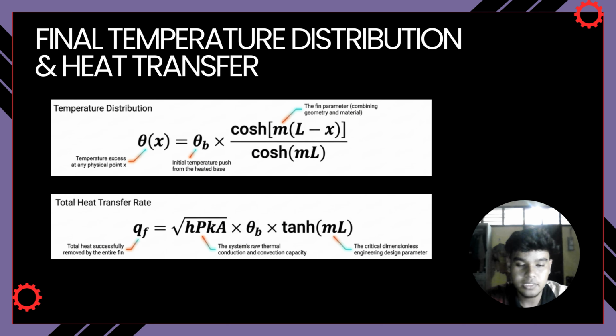For my part, I'm going to explain the final temperature distribution and heat transfer. For the temperature distribution formula, theta x equals theta b times cosh of m times L minus x, over cosh ml. For the total heat transfer rate formula, we use Q_f equals square root of h P k A, times theta B, times tanh ml.